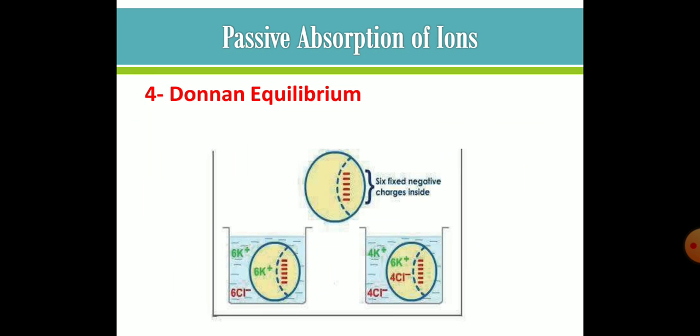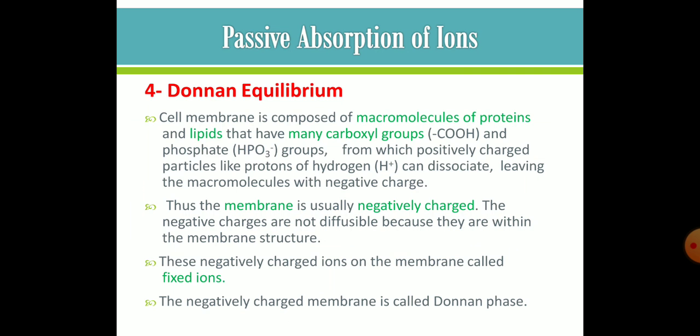Another and last theory is the Donnan equilibrium. According to this theory, the cell membrane is composed of macromolecules of proteins and lipids that have many carboxylic groups, that's COOH groups, and phosphate HPO3 groups also, from which positively charged particles like the proton, H plus, can dissociate, leaving the macromolecule with negative charges. Thus the membrane is usually negatively charged.